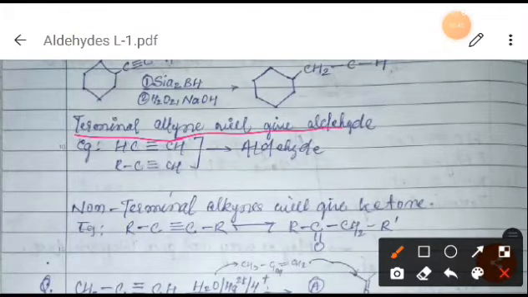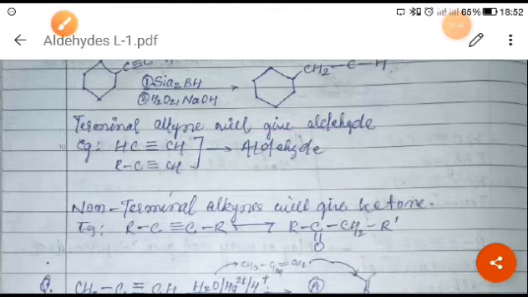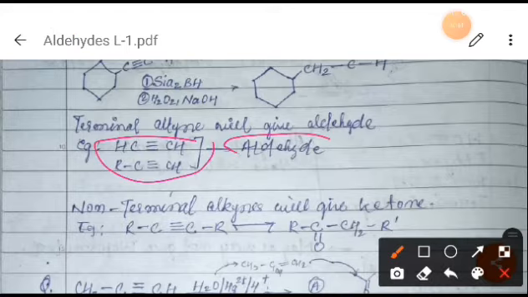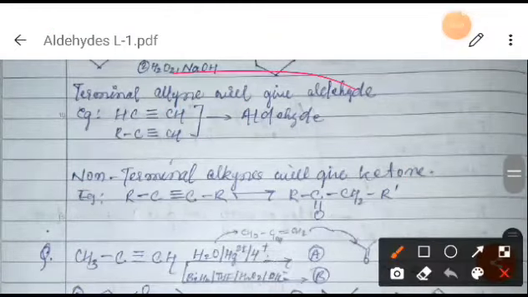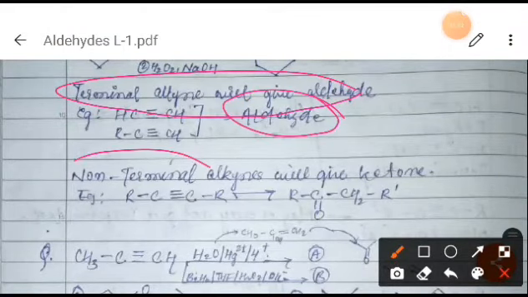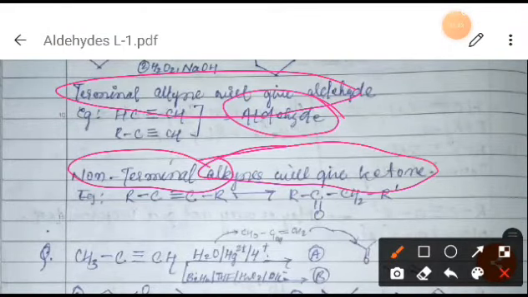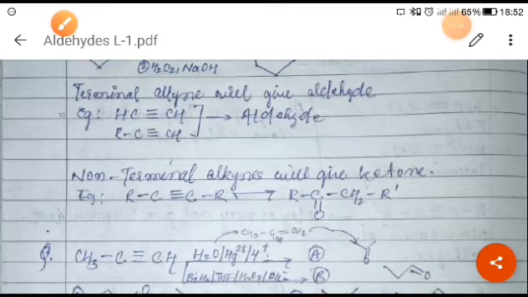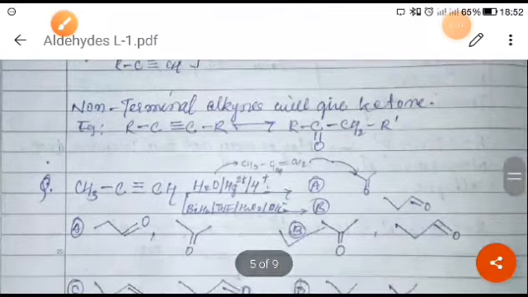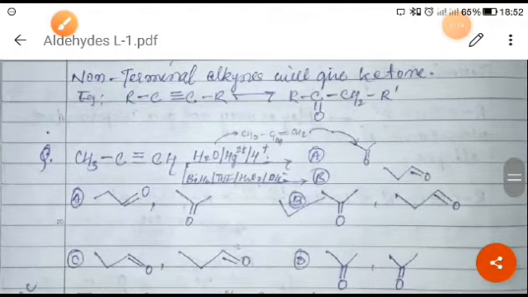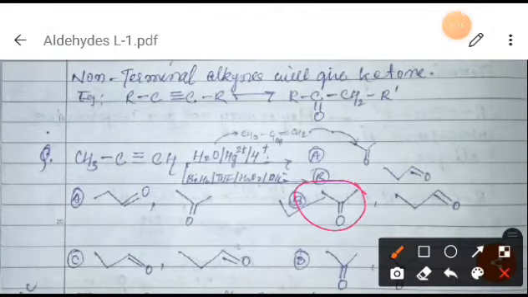Now when we talk about the terminal ones, terminal alkynes will give aldehyde. For example, as you can see, these are terminal alkynes, right? This type, the terminal alkynes, will give aldehyde, but the non-terminal alkynes will give ketones, as you can see here, right? So this is an example of a non-terminal alkyne. Now one question is here: what will be the product of this reaction? So the answer will be this, right? This and this.